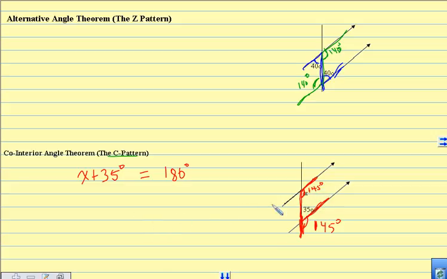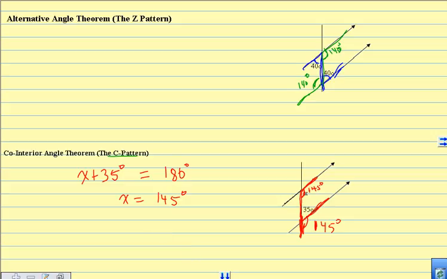And 145 plus 35 is 180. So x plus 35 has to equal 180. This is the C pattern rule. Anywhere you can make a C with a transversal and two parallel lines, those two angles inside the C have to add up to 180. So in this case, x would be equal to 145 degrees.